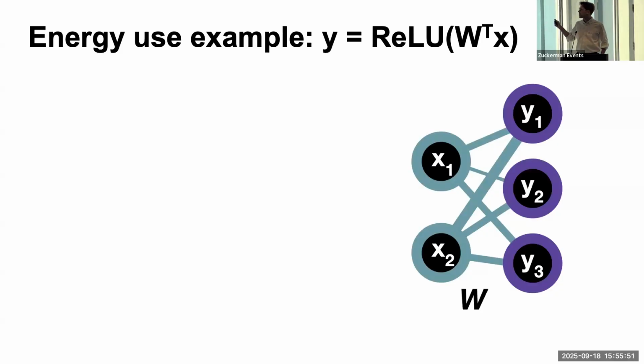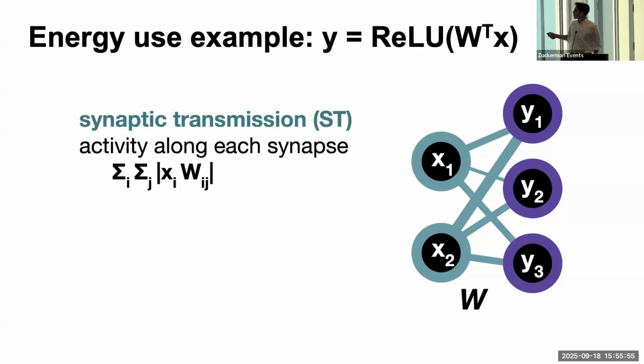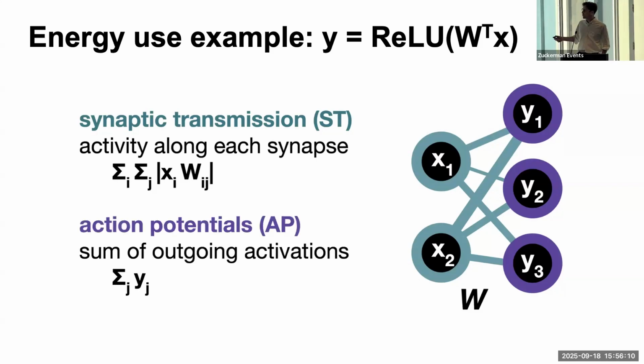How do we compute energy use? So consider this really simple one-layer neural network. Synaptic transmission, you can think of it as the activity along each synapse. So if you take each weight and multiply it by the input, take the absolute value and sum across all the weights, you get what we call synaptic transmission in our model. And for action potentials, we simply sum the outgoing activations, the y's.